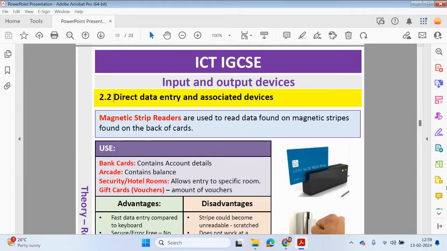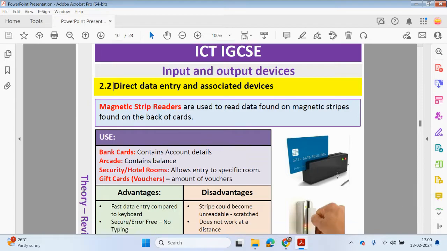So we're now going to be looking at the second part of chapter 2, input and output devices, from the ICT IGCSE course. And 2.2 is direct data entry and associated devices. So these devices will enter data quickly into your computer system compared to using manual methods like a keyboard to enter data. So let's look at some of these examples here.